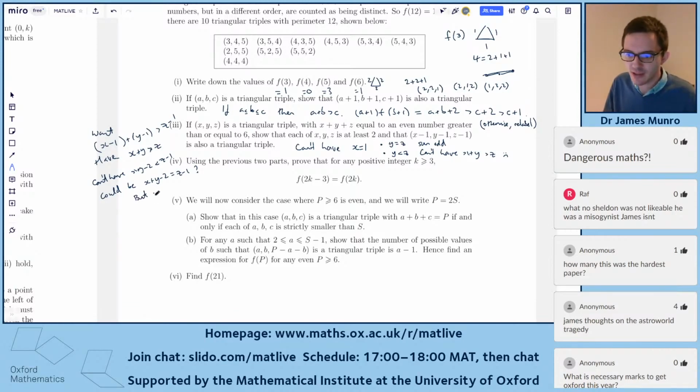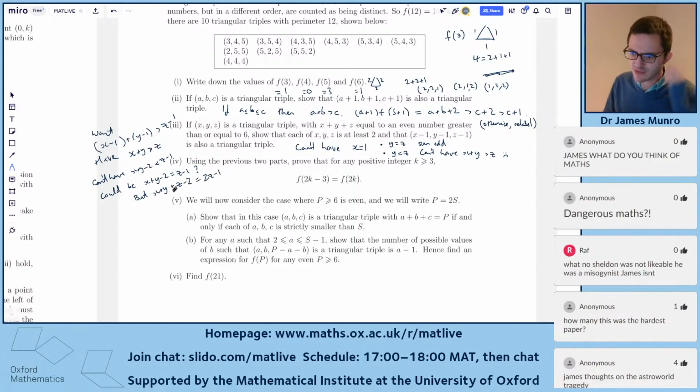But x plus y and z, there's something going on here with the signs. This is like even versus odd.